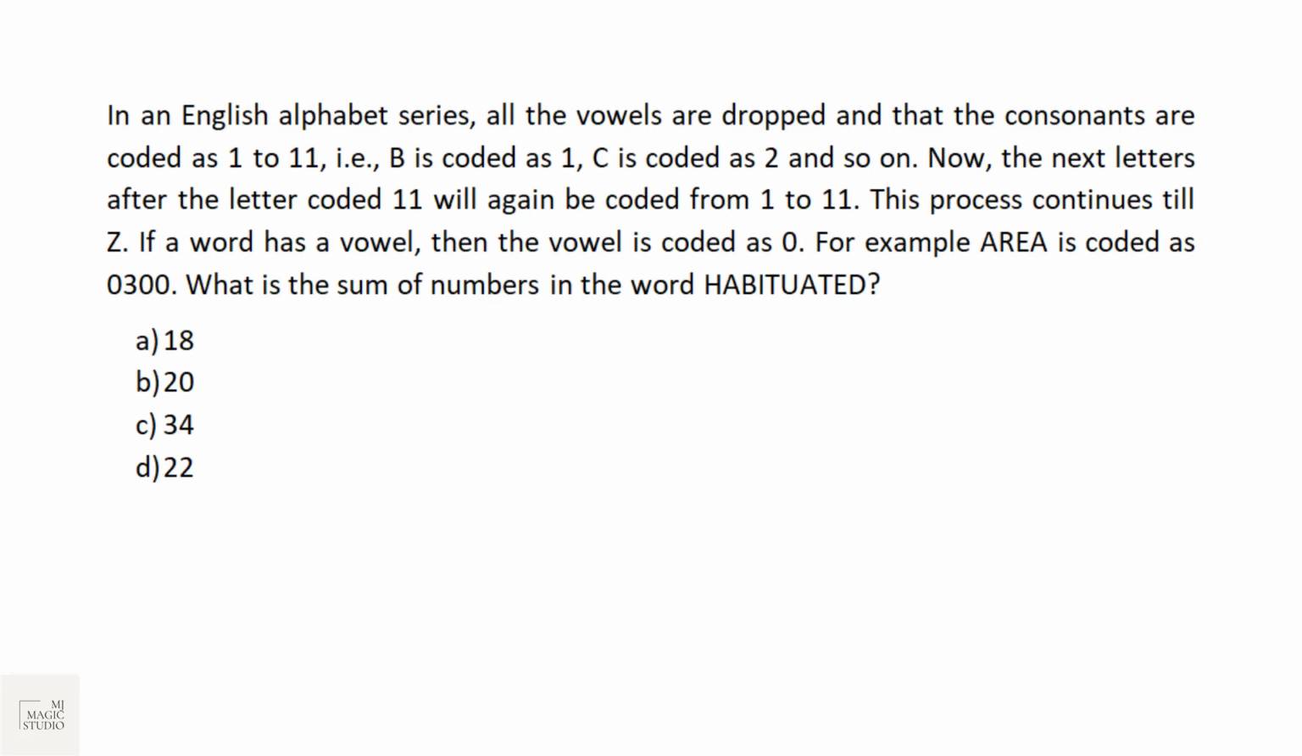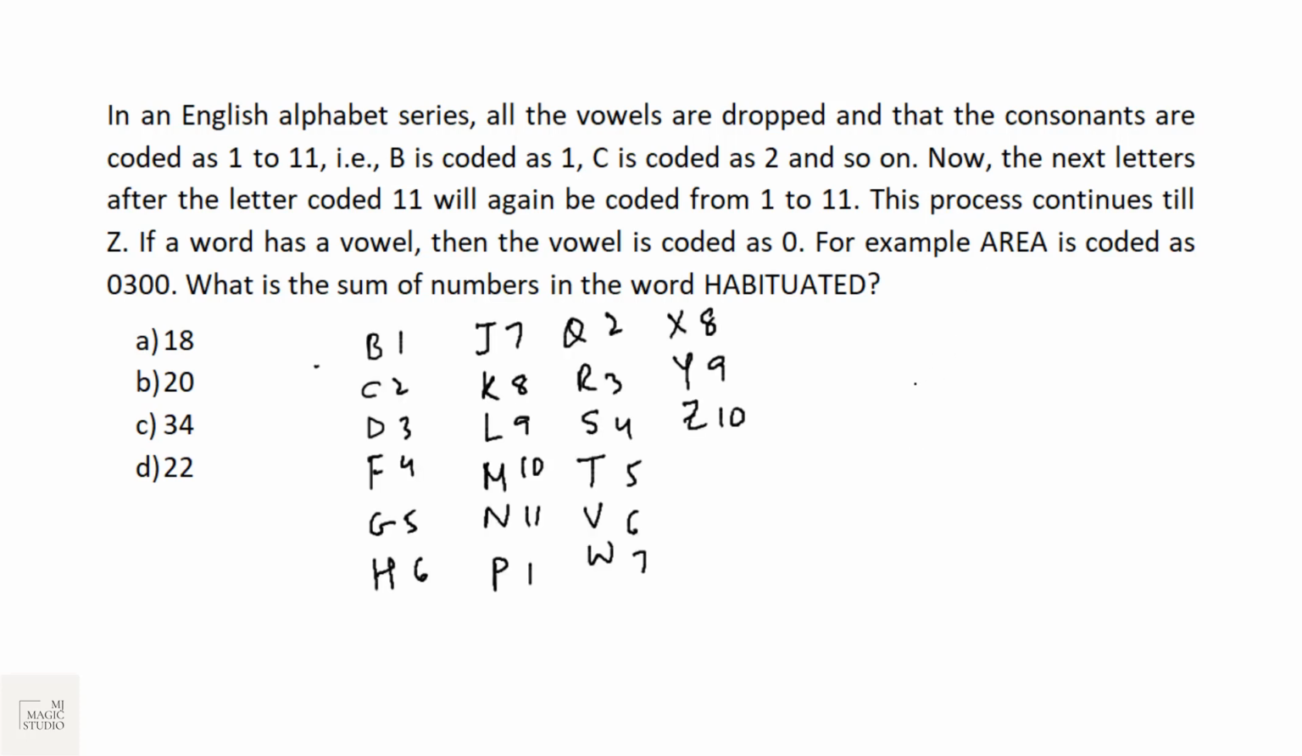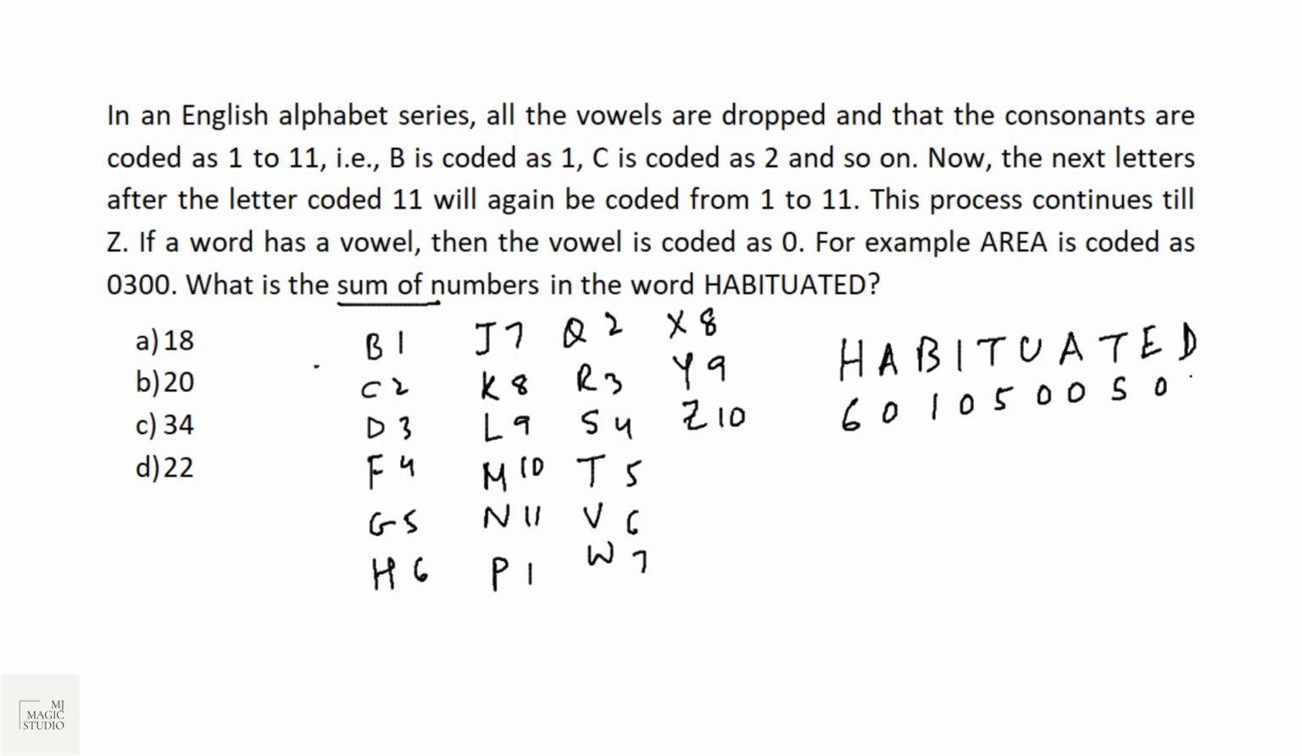Again, one more example. Please pause the session and try to solve it yourself. So this time we have the word HABITUATED, and they are again looking for the sum of numbers in the word. H is 6, A 0, B 1, I 0, T is 5, U is 0, A is 0, T is 5, E vowel 0, and D is 3. So 13, 14, and 6, 20. Total is 20, that we have in option B.